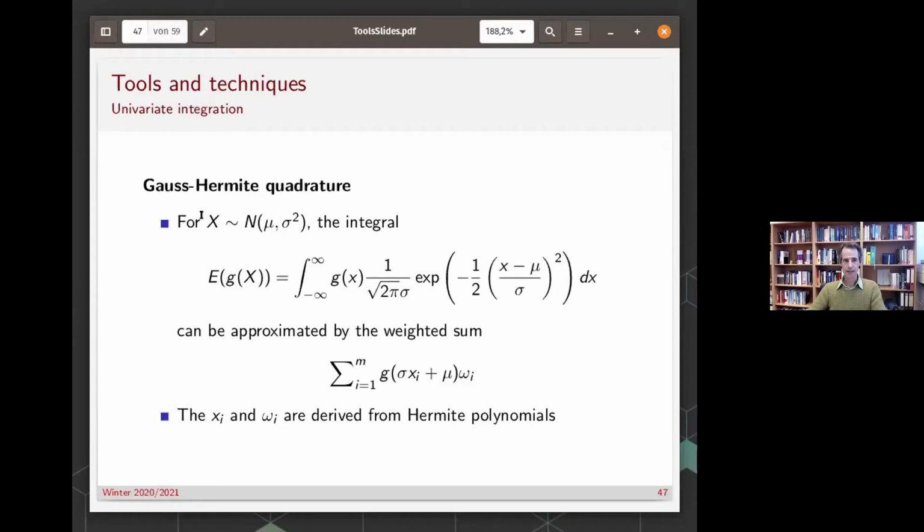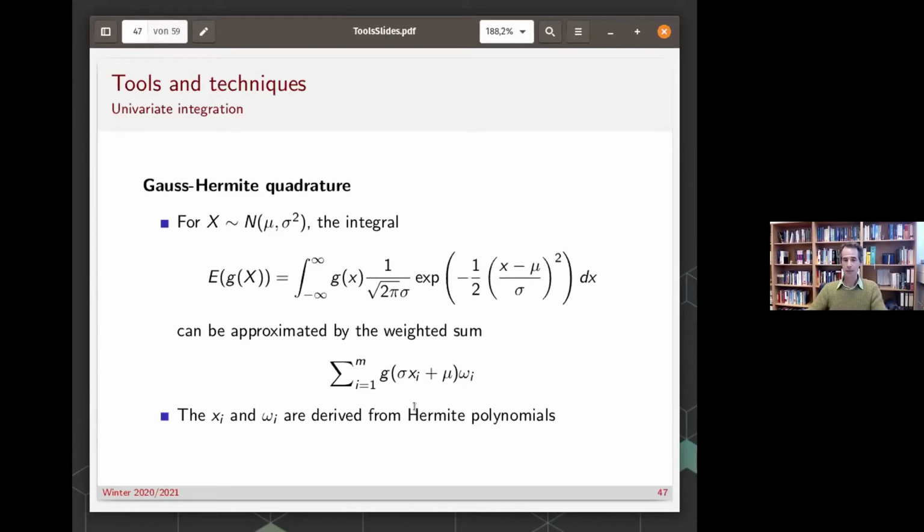Let's assume that X has a normal distribution with some expectation mu and some variance sigma squared. Then we can compute the expectation of well-behaved functions of X, defined as this integral, by evaluating the function g of X only at a very small number of points. The points where we evaluate that function are derived from the so-called Hermite polynomials, where they come from is not really interesting for us here, we can just use them.